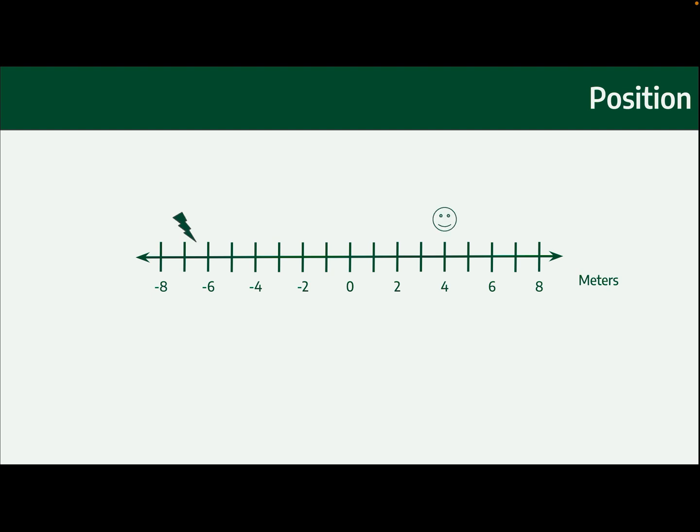So when I'm looking at my number line here, my positional axis, and I say to you, okay, I'm looking at the smiley, I'm looking at the lightning bolt, what is their position? Well, hopefully you looked here and were able to very quickly identify that the position of the smiley is positive 4 meters and the position of the lightning bolt is negative 7 meters. Remember, it's important to include that positive or negative sign of your position. That way we know exactly where something is.